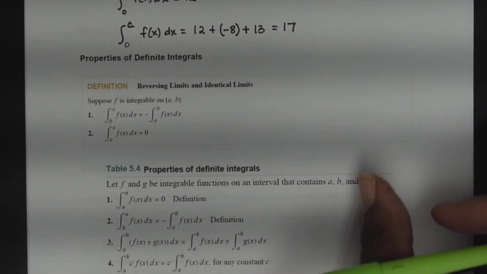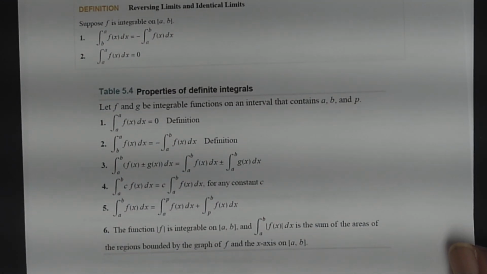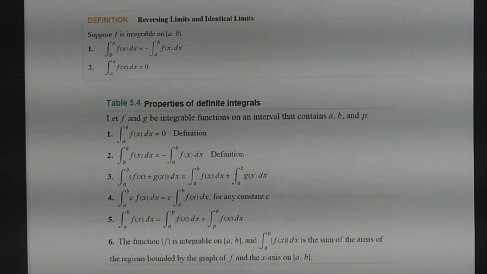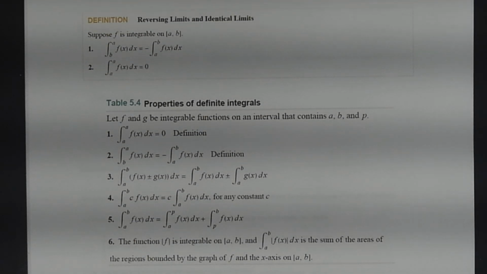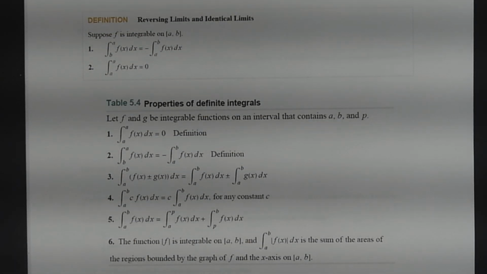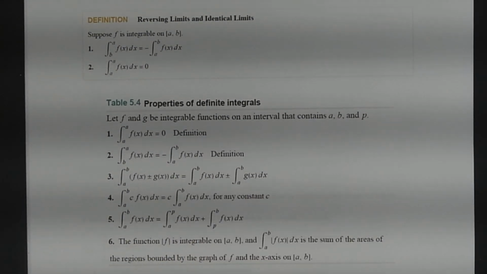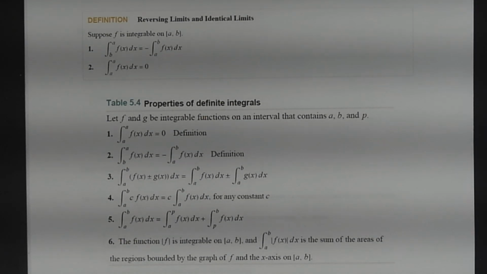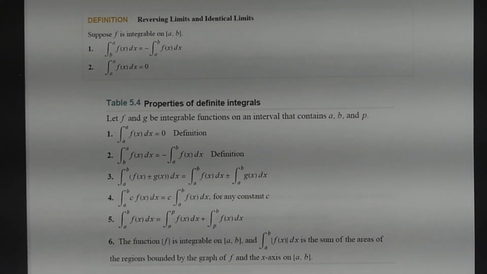And now, next we have the properties of definite integrals here. The first two are the exact same that I just got through talking about by definition. Integral from a to a of f of x dx is going to be equal to 0, and the integral from b to a of f of x dx will be the opposite of the integral from a to b of f of x dx. Those are definitions here. And that's if I let f and g be integrable functions on an interval that contains a, b, and p.